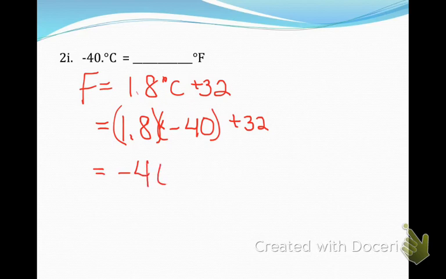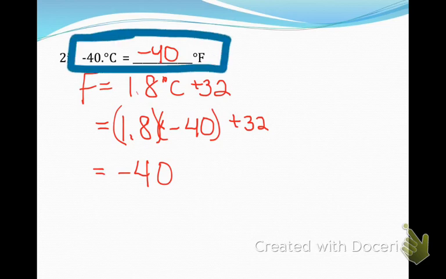Alright, notice here you have negative 40. Wait a minute, negative 40 degrees Celsius is equal to negative 40 degrees Fahrenheit? Actually, when you look at the scale, these two values end up lining up. So all those numbers that we can have for Celsius and Fahrenheit, these two end up being the same.